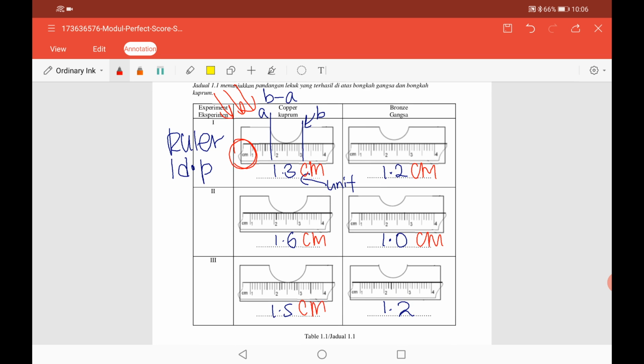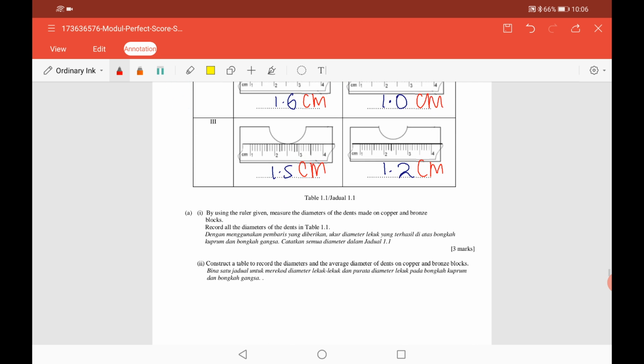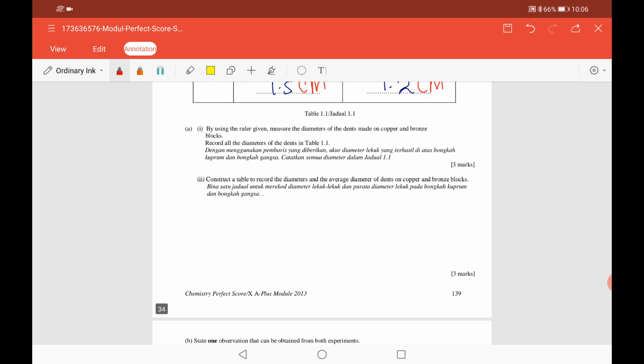Okay, so this is very important. From here we can learn and we know something regarding the measurement. Next one, we can construct a table to record the diameter and average diameter on copper and bronze block. You can be very creative on how you're going to structure or draw your table.